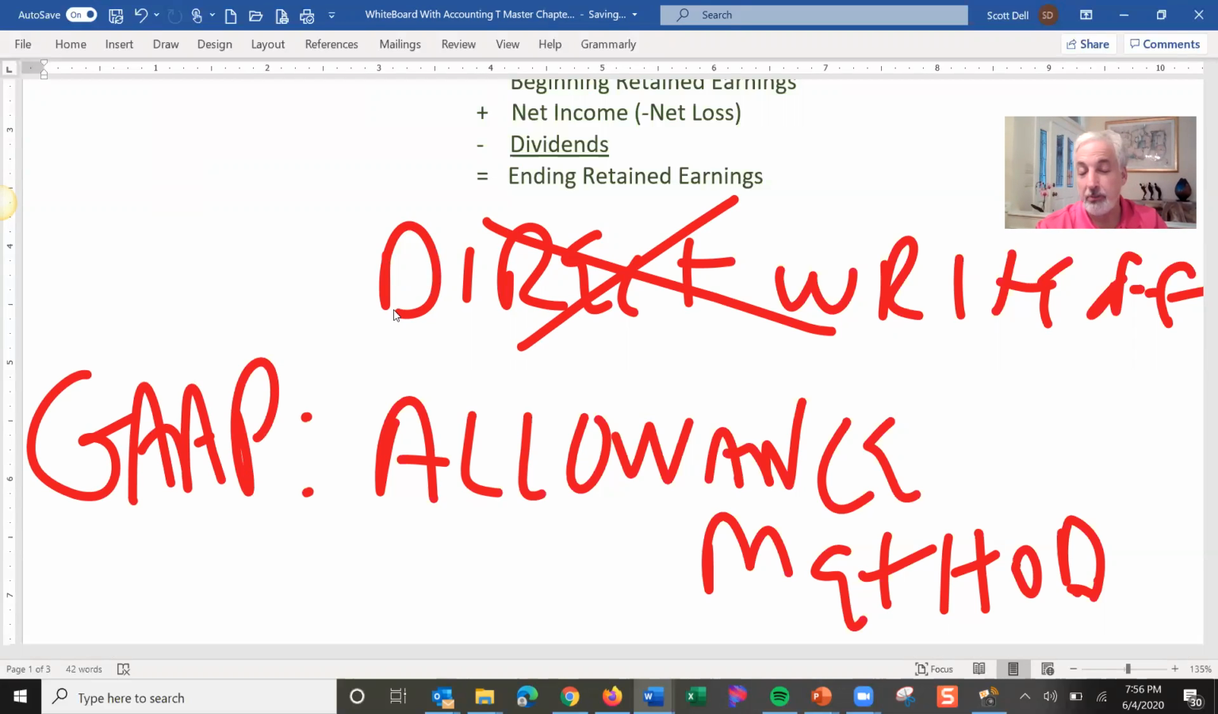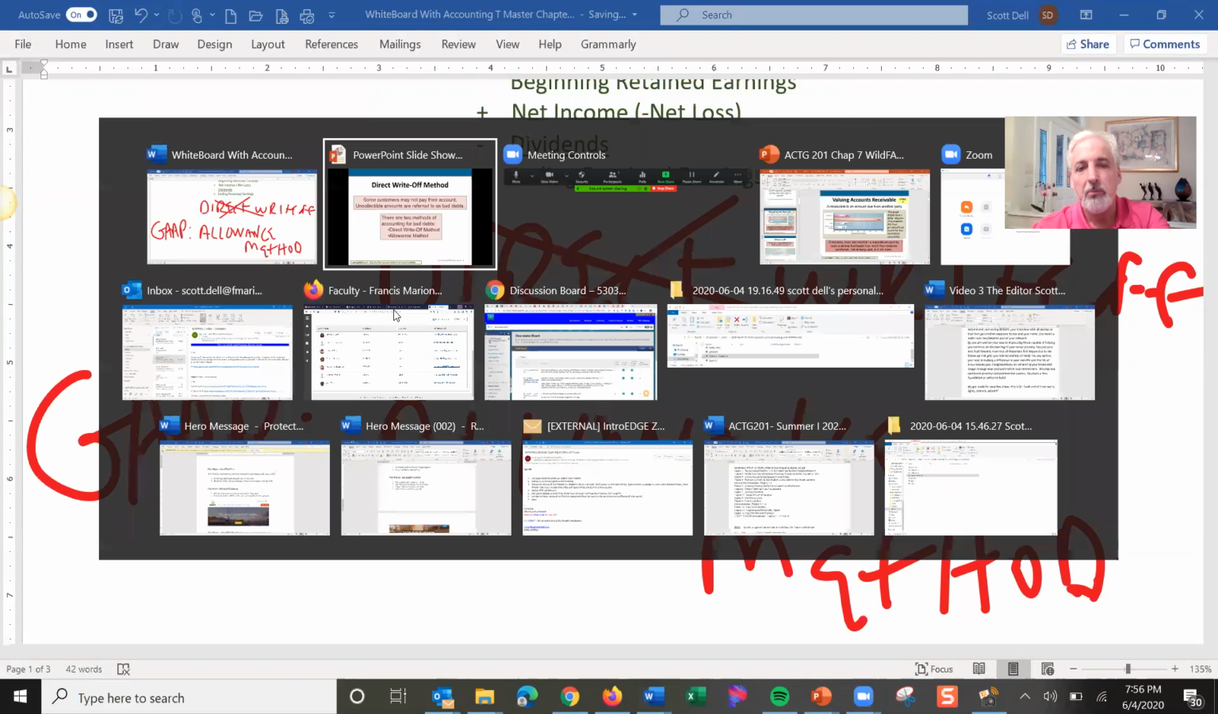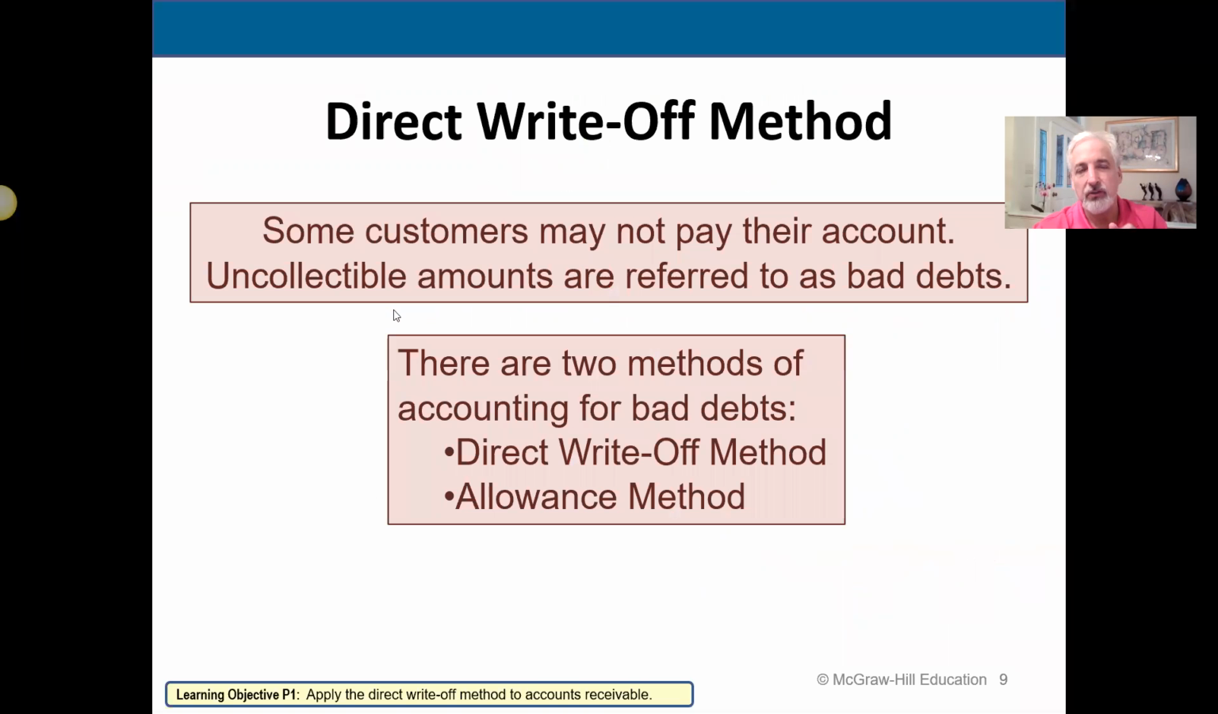We'll say sometimes, and it depends, direct write-off can be used. We'll see that in a few minutes. But we're going to be specifying the allowance method to understand how to work this. But I'm going to use the direct write-off method because if it's not material, for instance, McDonald's.